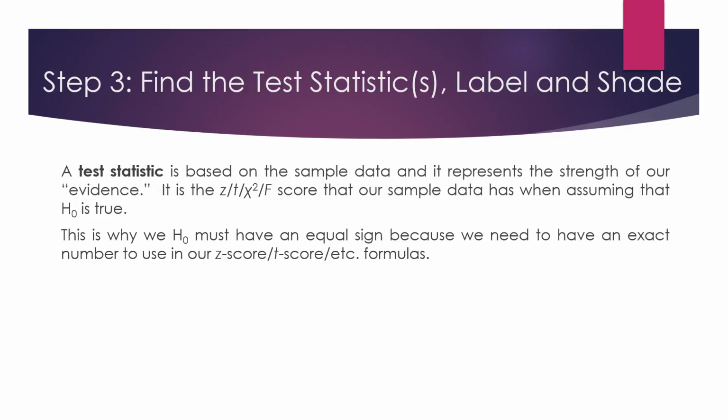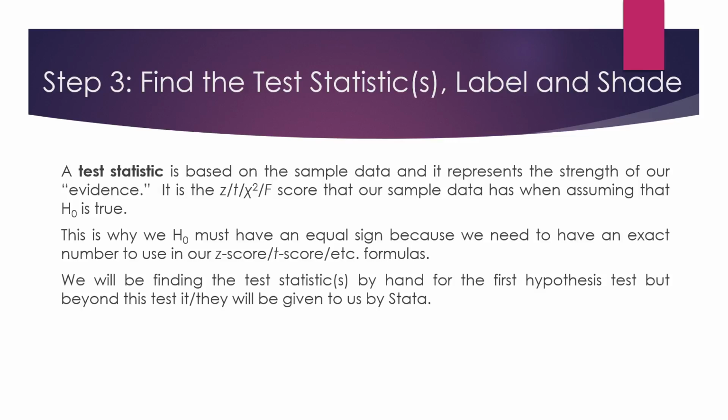This is also why H0 can only have an equal sign, because we need a specific number to put in a z-score formula. That's not the only reason, but it's one of the major pieces. We're going to be finding the test statistic by hand for the first test only, but for every other test beyond this, we're going to be using Stata almost entirely for the rest of the course.